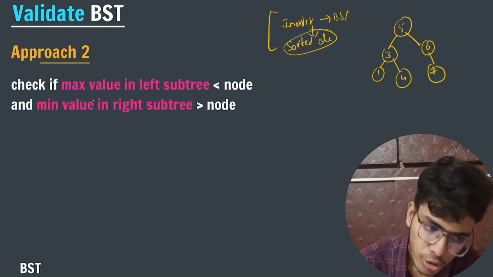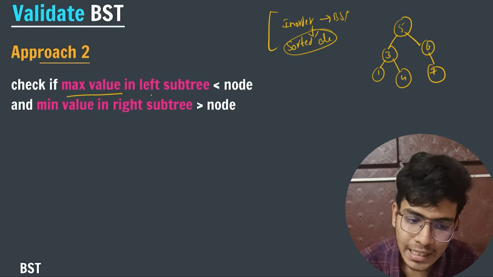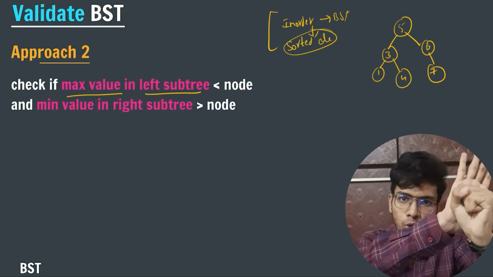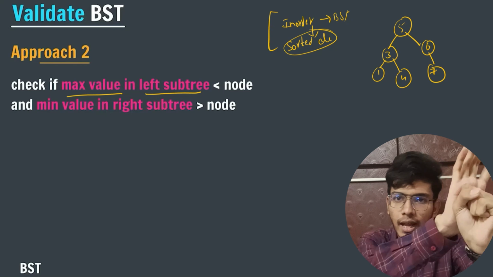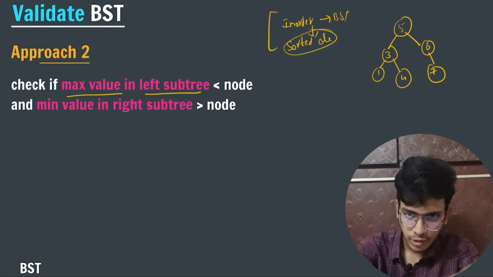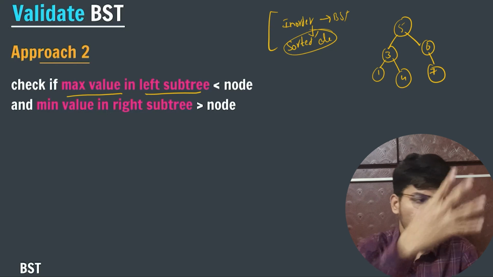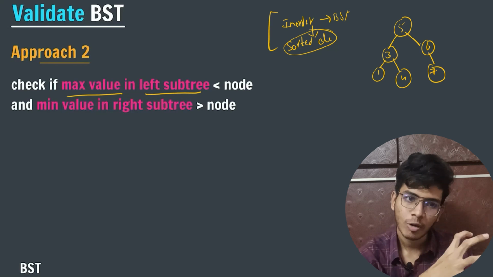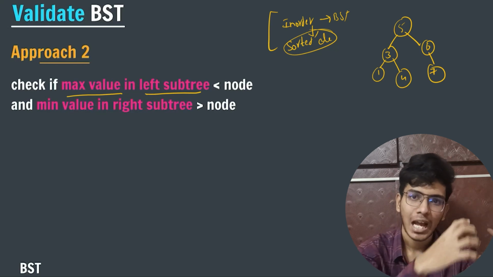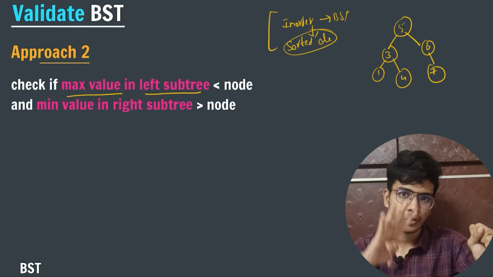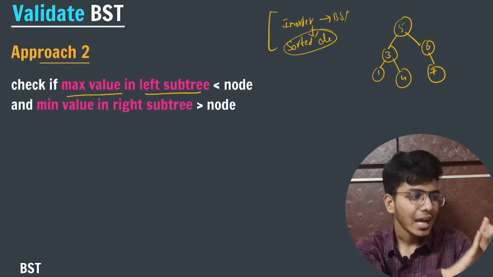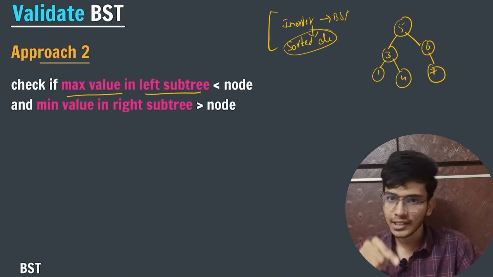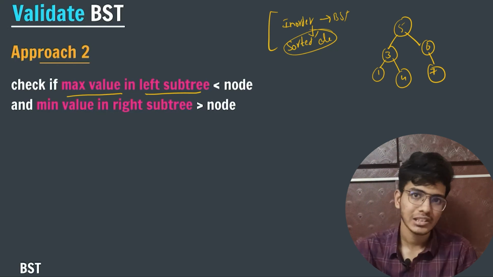Approach 2 says that the maximum value in the left subtree should be less than my root node. Let's say this is my root node, and it has a left part and a right part. Let's say there are 10 nodes on the left part. Among these 10 nodes, I will take the maximum, and check that value against the root node value. If it is less, then the left part condition is satisfied.